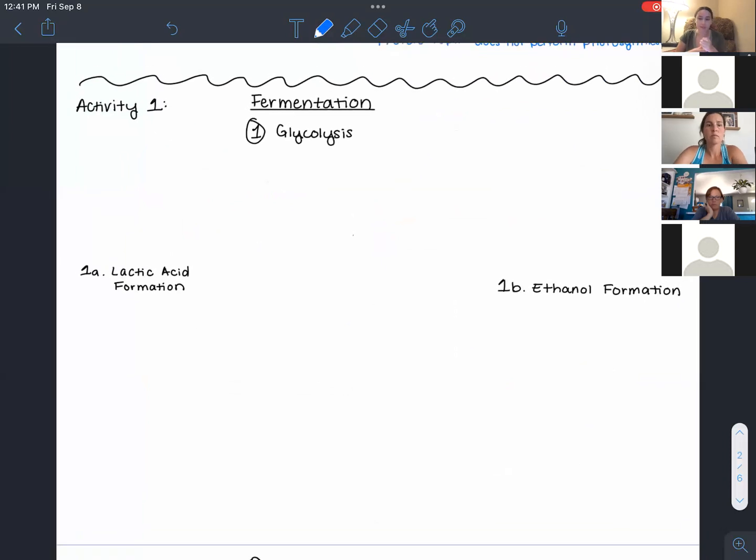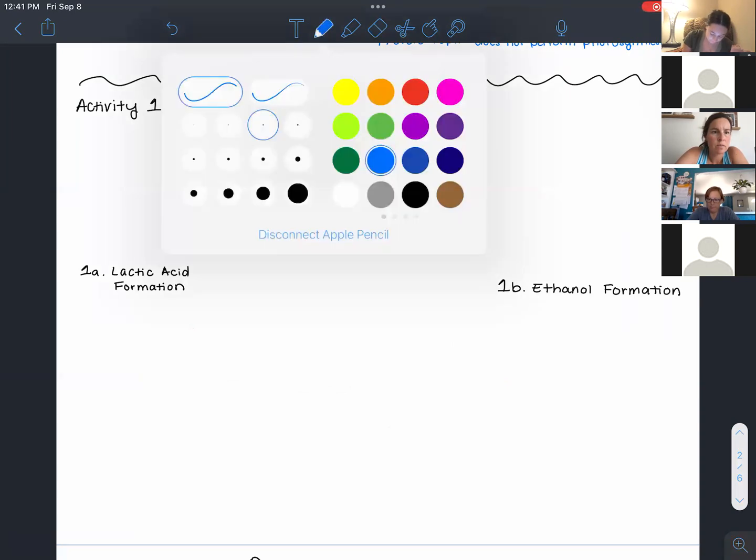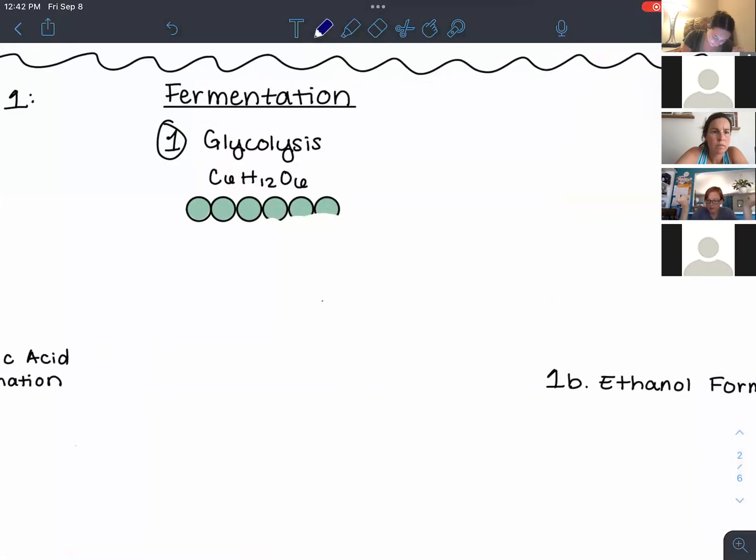So what does fermentation start with? Always glucose. Yes. And the process we're going to start with is called what? Glycolysis. And what does glycolysis mean? Breaking of sugars, right? Because we have glyco, which is our glucose, and we have lysis.